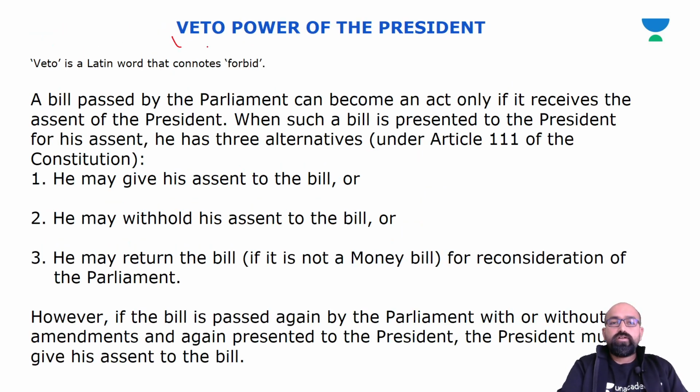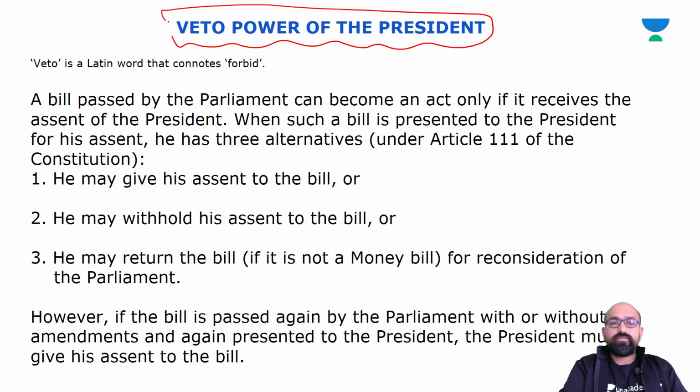Now, veto power of the president. Basically, veto is a Latin word that connotes forbid. Now, a bill passed by the parliament can become an act only if it receives the assent of the president.